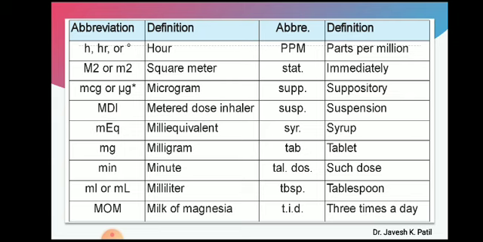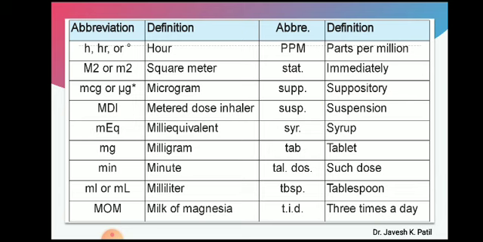M2, small or capital, square meter. MCG, or micro, that is microgram, we know. Metered dose inhaler, MDI, generally the pump actuator which is there. They are metered dose inhalers which are generally used for asthmatic patients. Then milliequivalent, MEQ, mg milligram known, minute, milliliter. Then milk of magnesia is also used, ppm parts per million, which is known. This is a different one, STAT, immediately.